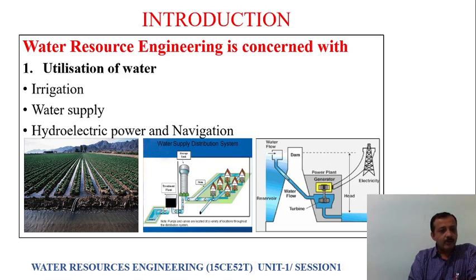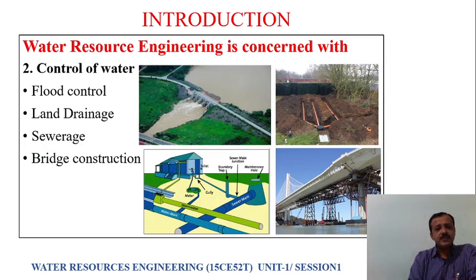For irrigation we are utilizing water, for supplying water to industries and cities, and third, for domestic use. Cities means domestic water supply. Third is hydroelectric power generation. We construct a dam, we retain water in the dam, and this retained water is utilized for generation of electricity. Sometimes for navigation, to move from one place to another, we use water as a means of transport, like canals, right? Okay.